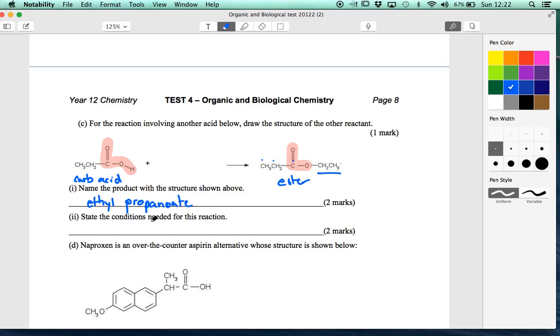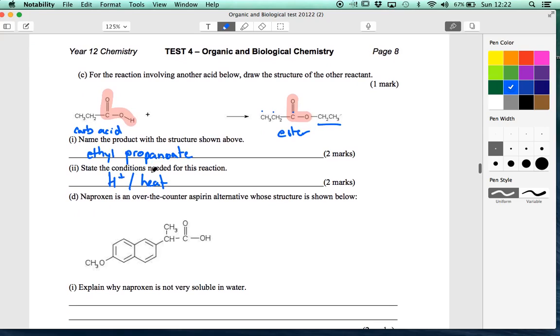It says state the conditions needed for this reaction. All right, we need to add plenty of H plus in there, and we need to heat it. Generally the H plus is in the form of sulfuric acid, H2SO4, because it has 2 hydrogens, so you get 2 hydrogens at a time. What else is probably important to know about this? That it's a catalyst, so we get it back at the end.